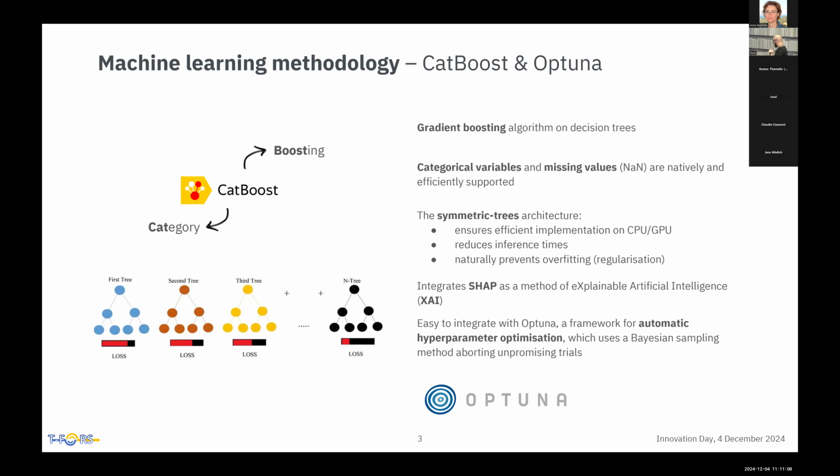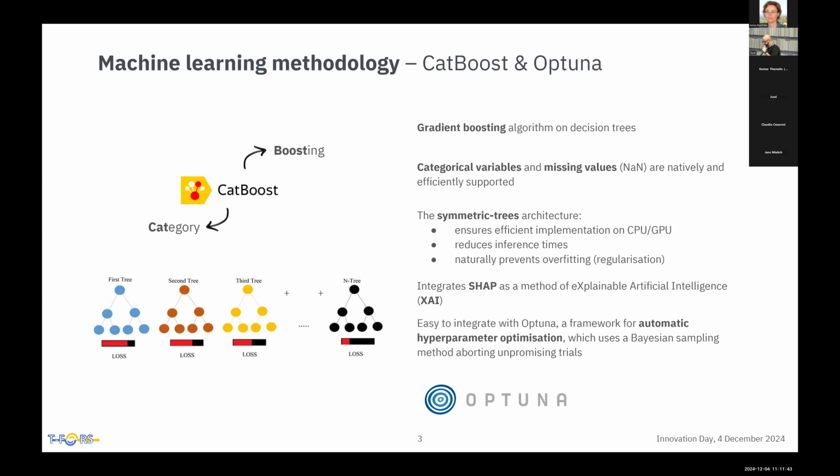It's a gradient boosting algorithm based on decision trees. Actually, a lot of decision trees that we call weak learners. We train each tree after the other in order to minimize the loss function. The advantages of this kind of algorithm are that it's computationally very efficient, that it can manage categorical variables and missing values natively, and then we can rely on the SHAP values.